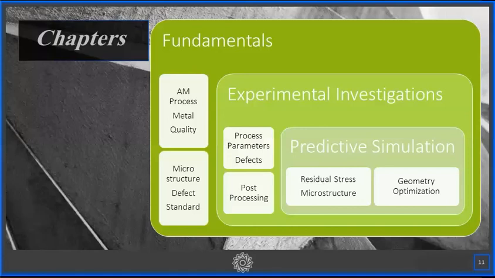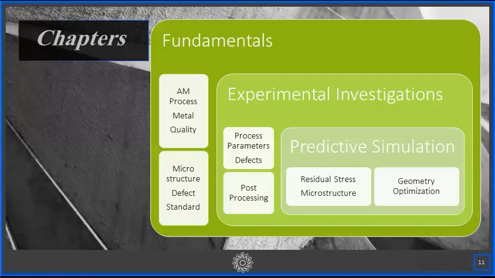And then also in the fundamentals, we'll discuss microstructures, micro defects, and the standards for microstructures and defects for additive manufacturing. We have ASTM standards, and we will review those standards in this book to give the audience an idea of what is going on generally in this subject.